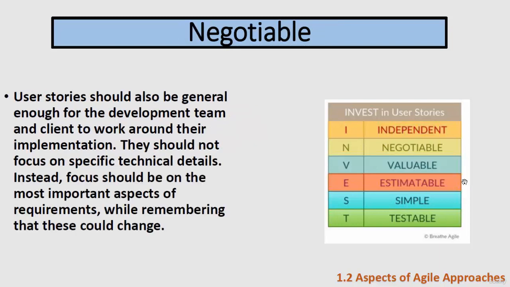The second thing is negotiable, which means that the user story should be general enough so that the development team and the client can work around it and may change the way of implementing this user story. So you should not focus on technical details while you are writing your user story. You should only focus on your requirements and remember that these requirements might change.